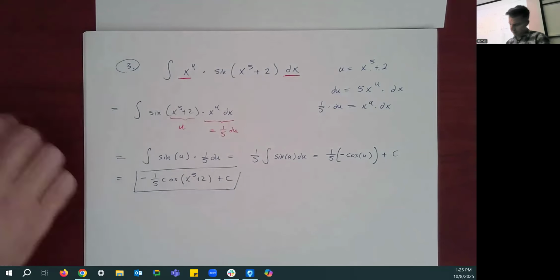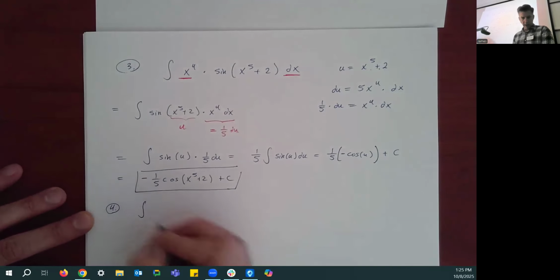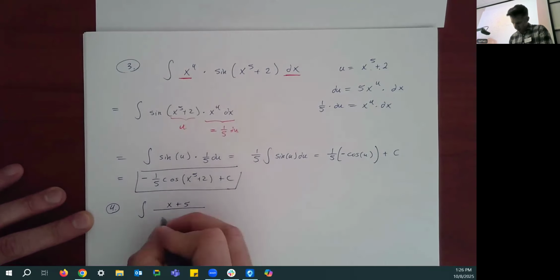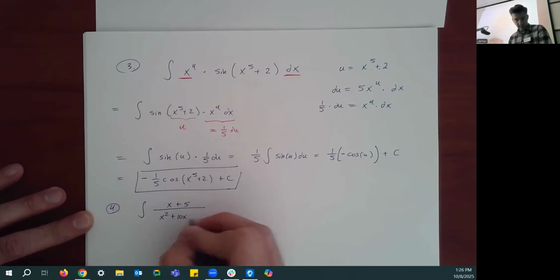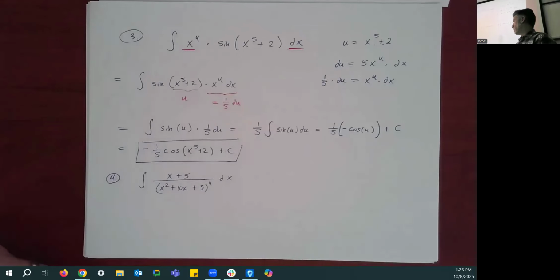So let's say we have the integral of x plus 5 divided by x squared plus 10x plus 3 to the fourth. So I think this is a good candidate.